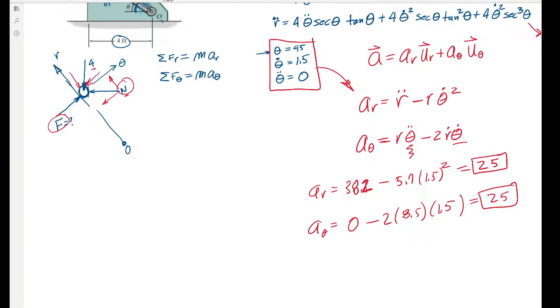So what I'm saying is, if I look at the sum of the forces in the r direction, this being the r direction, I get minus 4 over square root of 2. It's coming at you. Then you get the N going the other way, N over square root of 2. Why square root of 2? Cosine of 45 equals sine of 45 equals 1 over square root of 2.